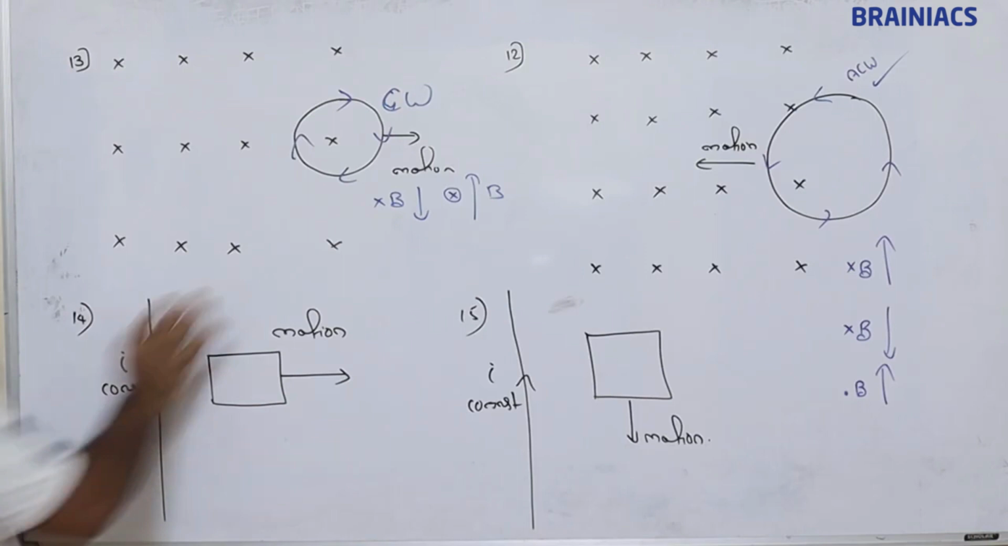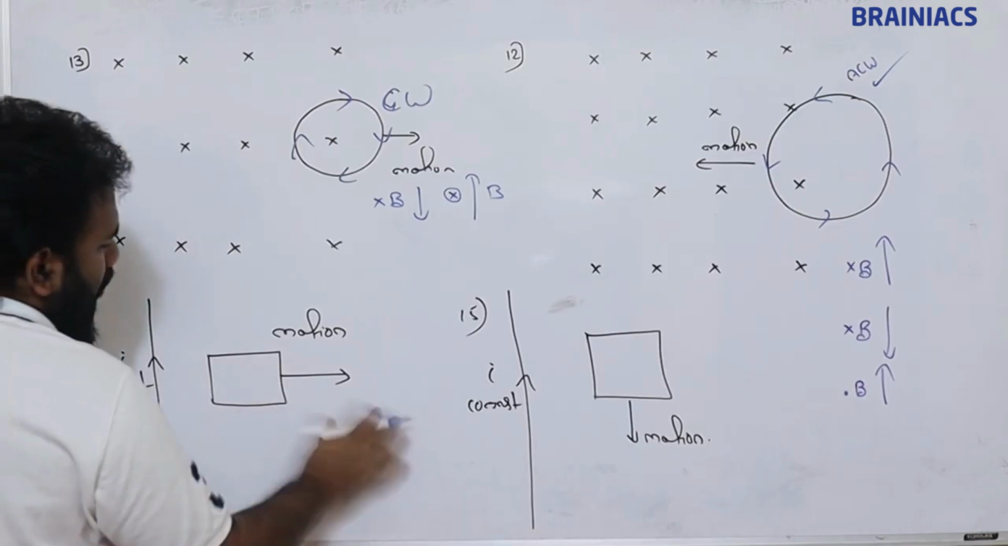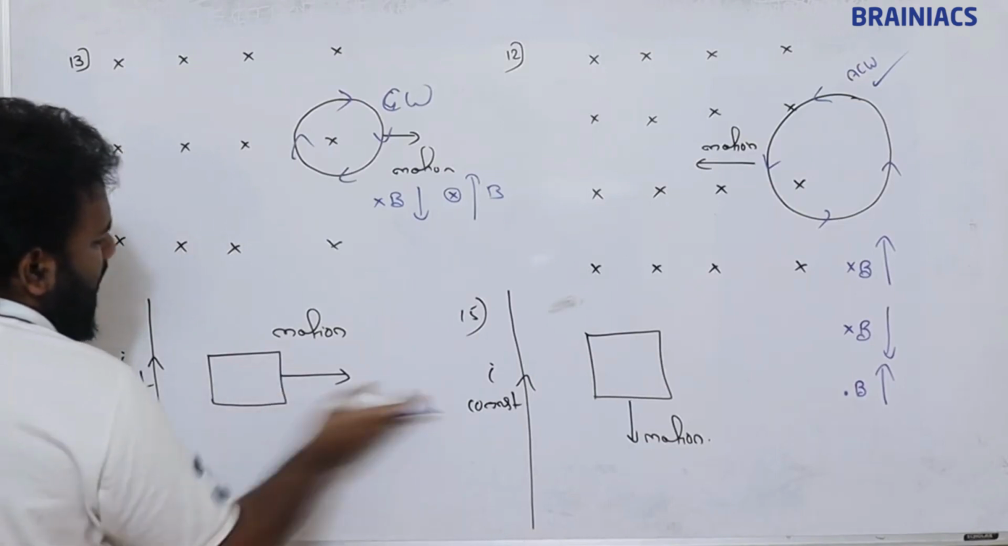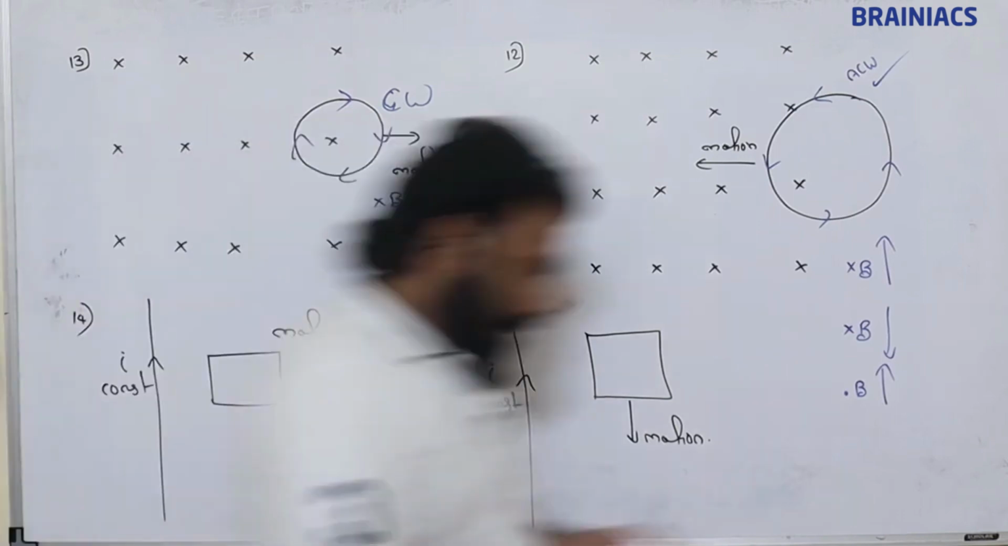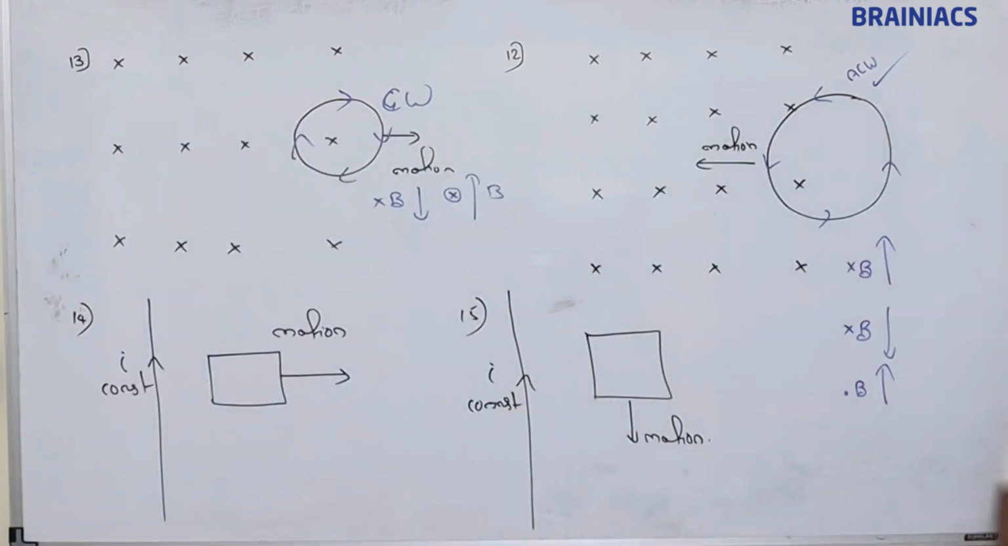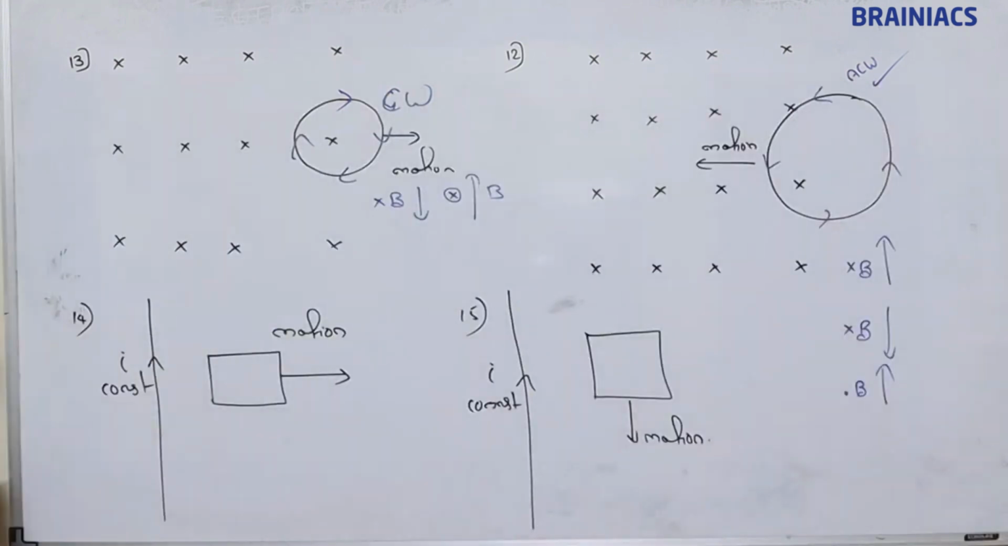Fine. What about this question? What about this one? So here I is passing like this. So this I is constant. This loop is moving actually in this direction. So what will be the direction of induced current? Okay, I is constant. Pause the screen and do it yourself.